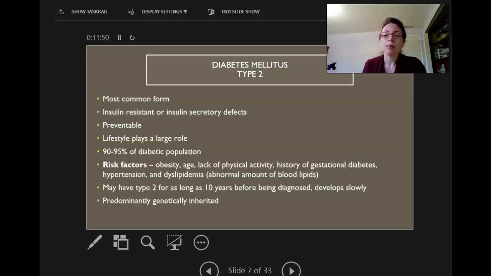It's estimated that people have type 2 diabetes for about 10 years before they're clinically diagnosed. That is a long time to have a disease that you don't really even know you have.